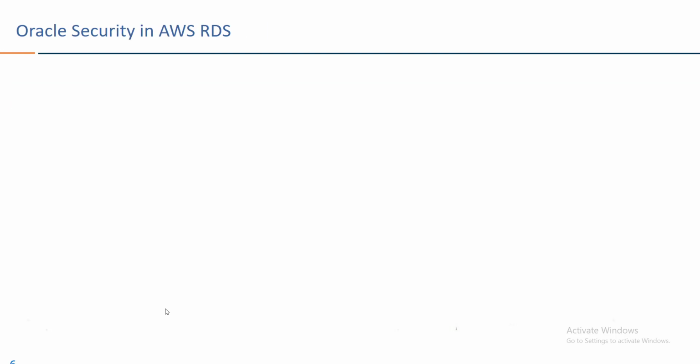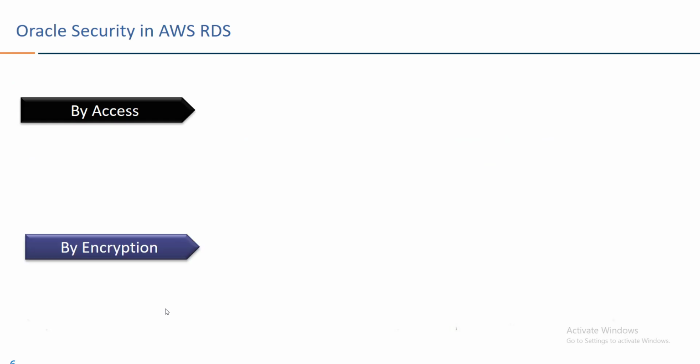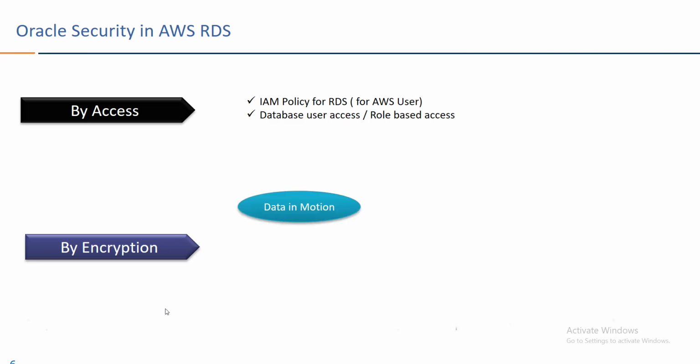Security in AWS RDS is by access and by encryption. For access there is IAM policy for RDS. If you don't want some IAM user to be allowed to come to your RDS instance, they can't come. There is also database user access, role based. If they have to log into the RDS database, they need a username and a password. Using that we can restrict it. For encryption, there is data in motion and data at rest.